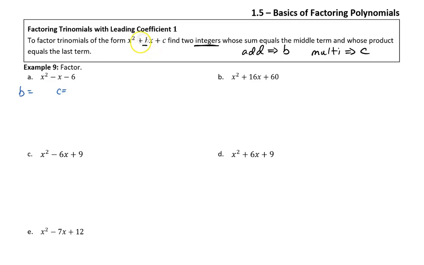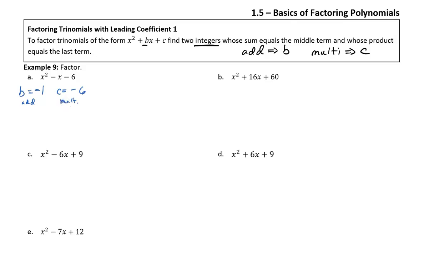The b value is the coefficient, the number in front of the x term. So what do I have in front of my x term here? I have a negative, which means that there's a negative 1, right? That subtraction is a negative 1, really. Then my c value over here is negative 6. So I'm looking for 2 numbers that add to give me negative 1, but when I multiply them, I get negative 6.